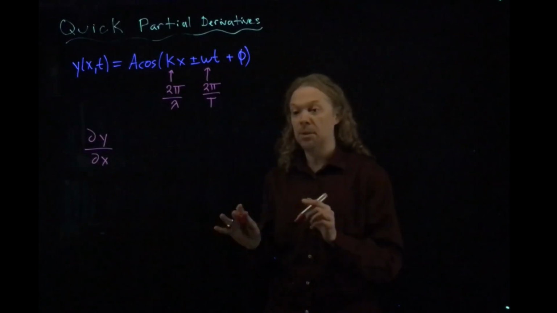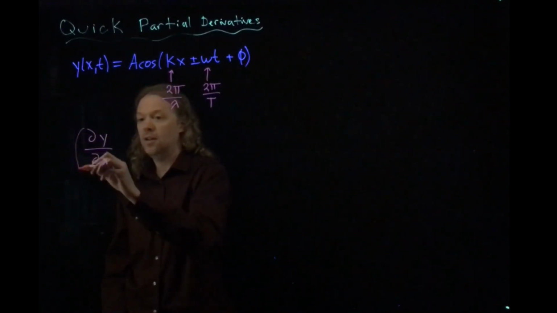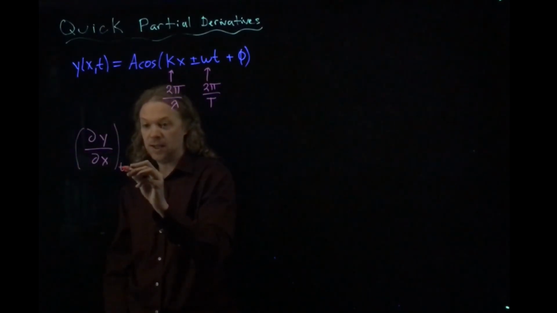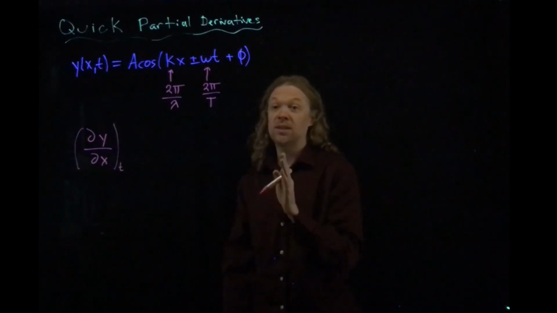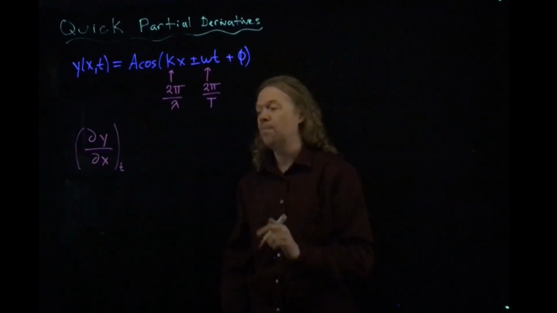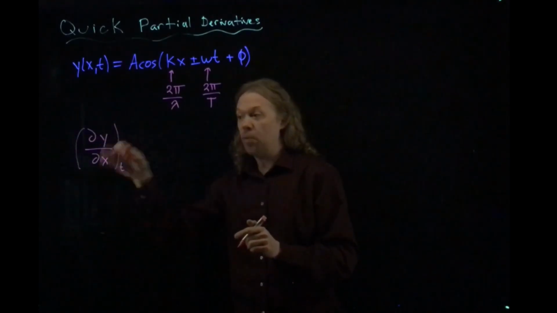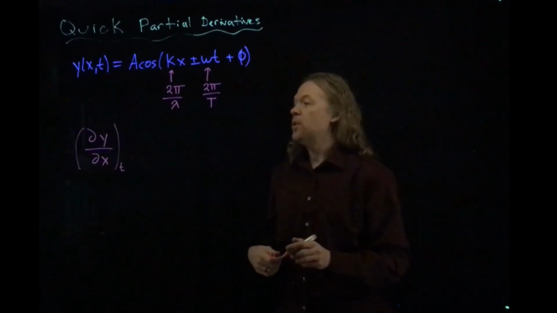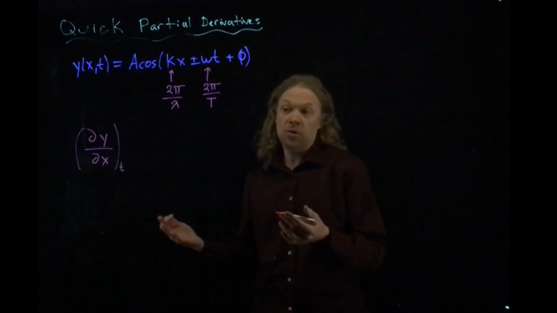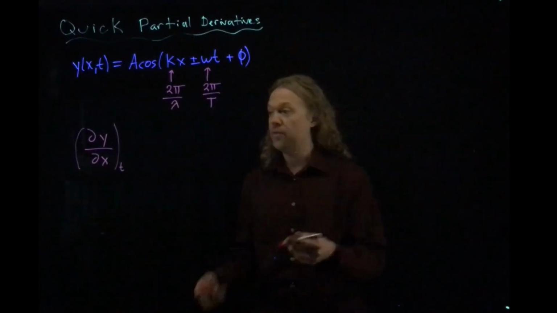Sometimes people will be a little bit more careful and they'll actually write it like this with a little t down there. That means they're saying very explicitly to you, assume t is constant. I usually won't do that. I'll usually just do partial y, partial x is how you say it. So let's just do this one real quick just to see what it looks like when you try to take a partial derivative.